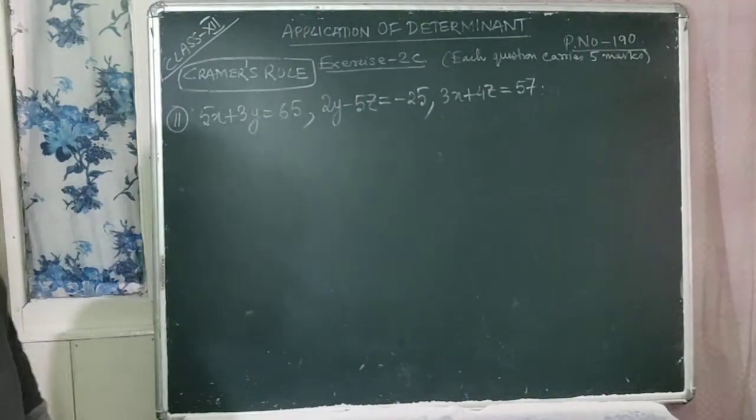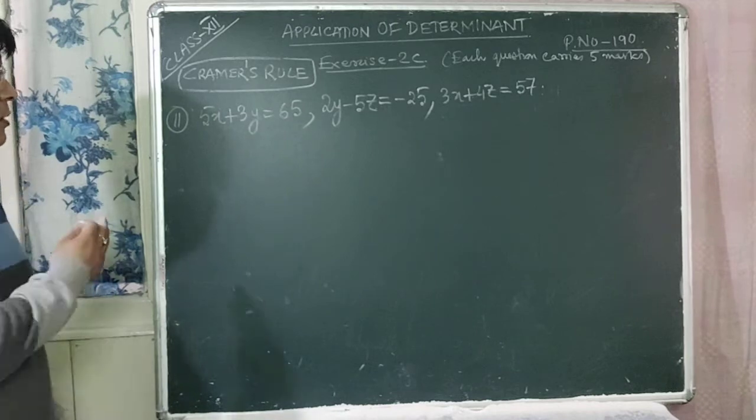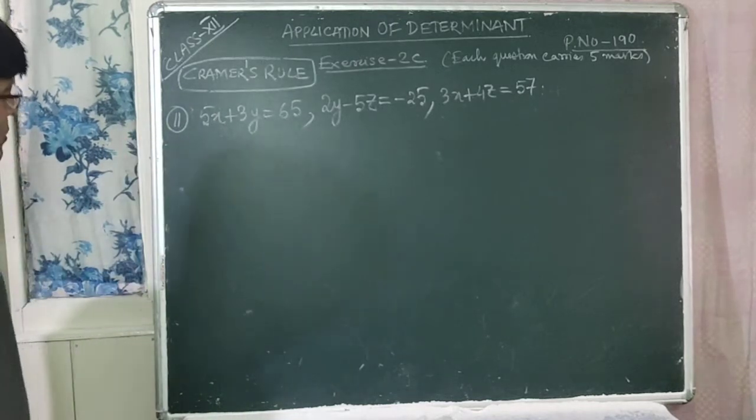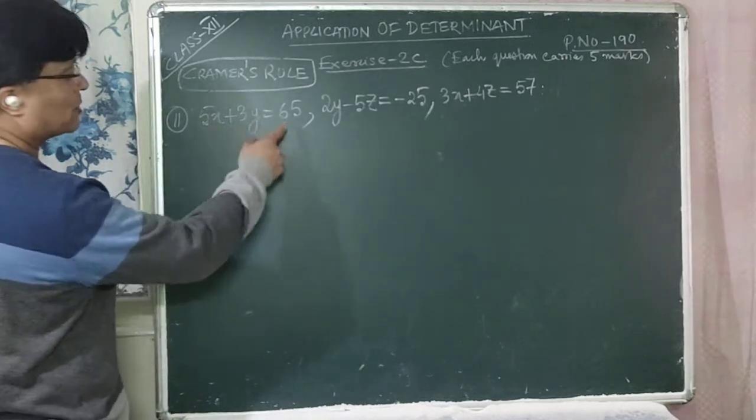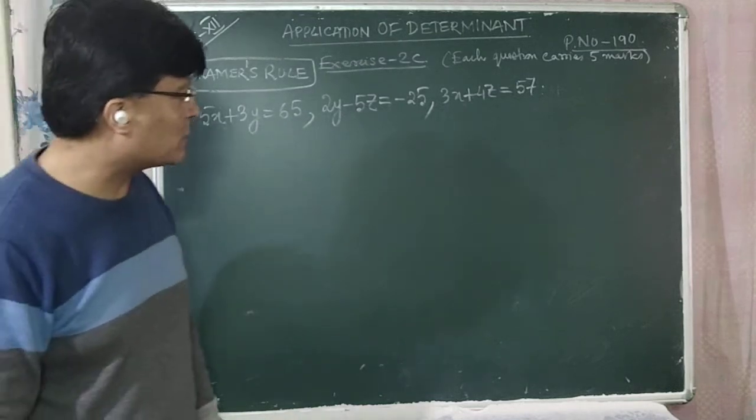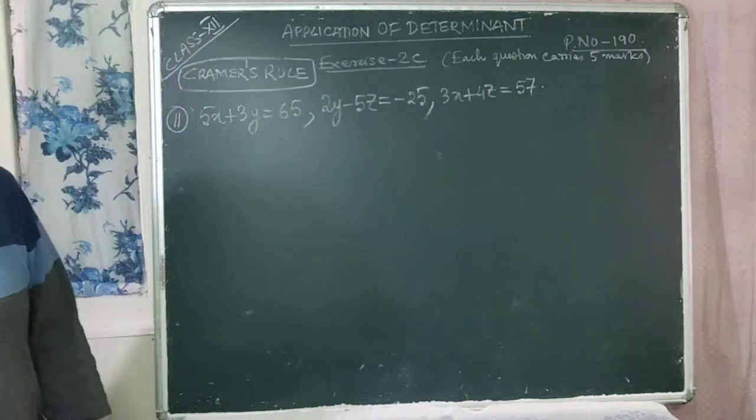Now we are doing the next question, that is solved by Cramer's rule. That is question number 11. The question number 11 is 5x plus 3y is equal to 65, 2y minus 5z is equal to minus 25, and 3x plus 4z is equal to 57.